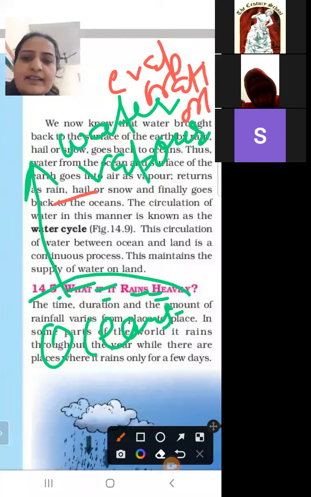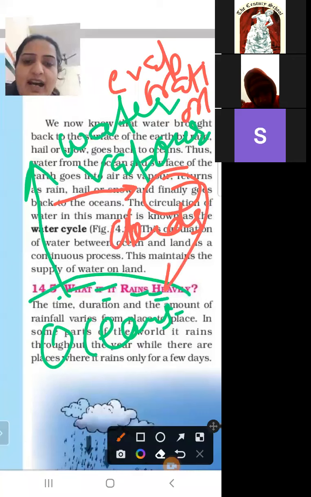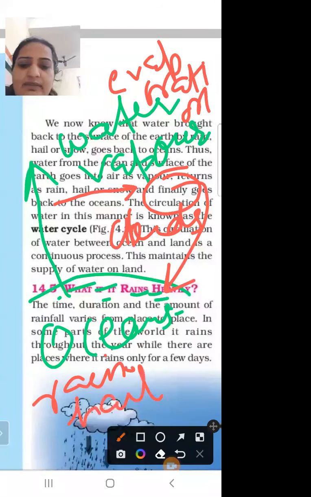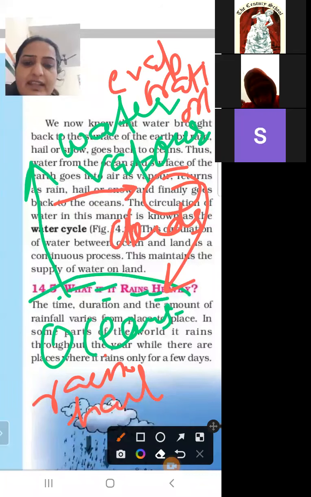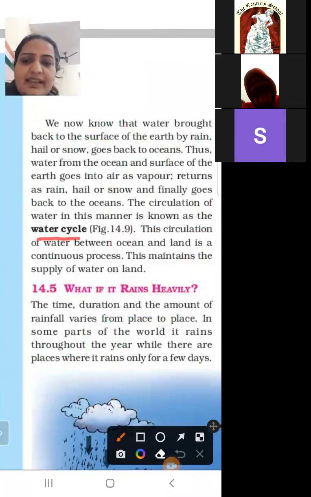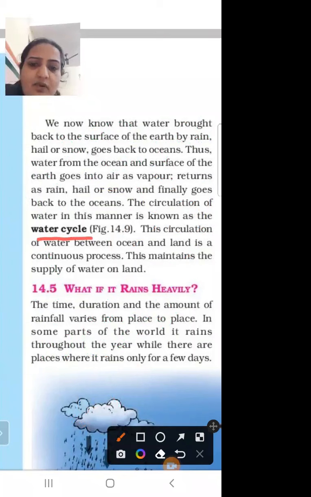Then this water vapor condenses and becomes water droplets. Then they become clouds in the form of droplets, and these clouds come back to the earth's surface in the form of rain, hail, or snow. And then finally this water goes into the ocean. And this whole circulation of water is known as the water cycle.